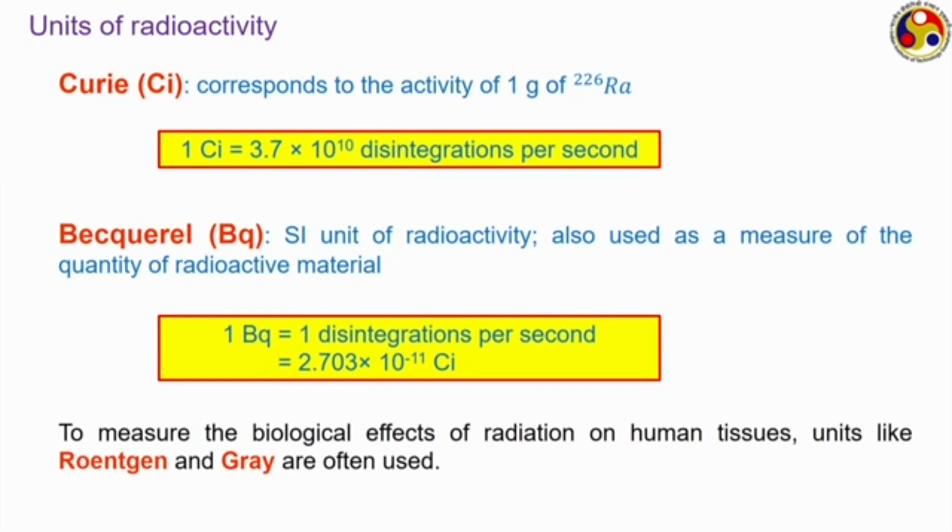Also, to measure the biological effect of radiation in human tissues, there are units like Rontgen and Gray which are often used, but we shall be discussing more about them in a later module when we shall be talking about the biological effects of radiation.